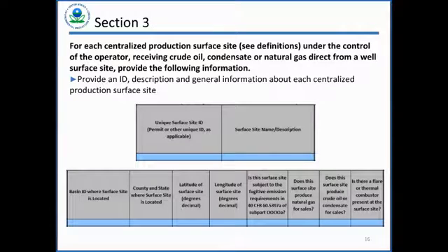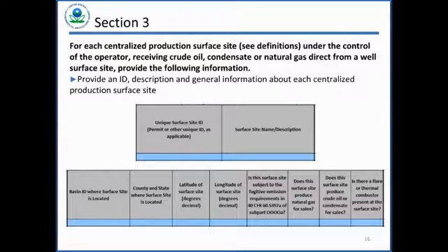Section 3 deals with centralized production sites. It will provide a unique ID for each site, either one that the state assigns or one that the company uses internally, just as long as each site can be uniquely identified. You'll also provide a general description and other information about each site.